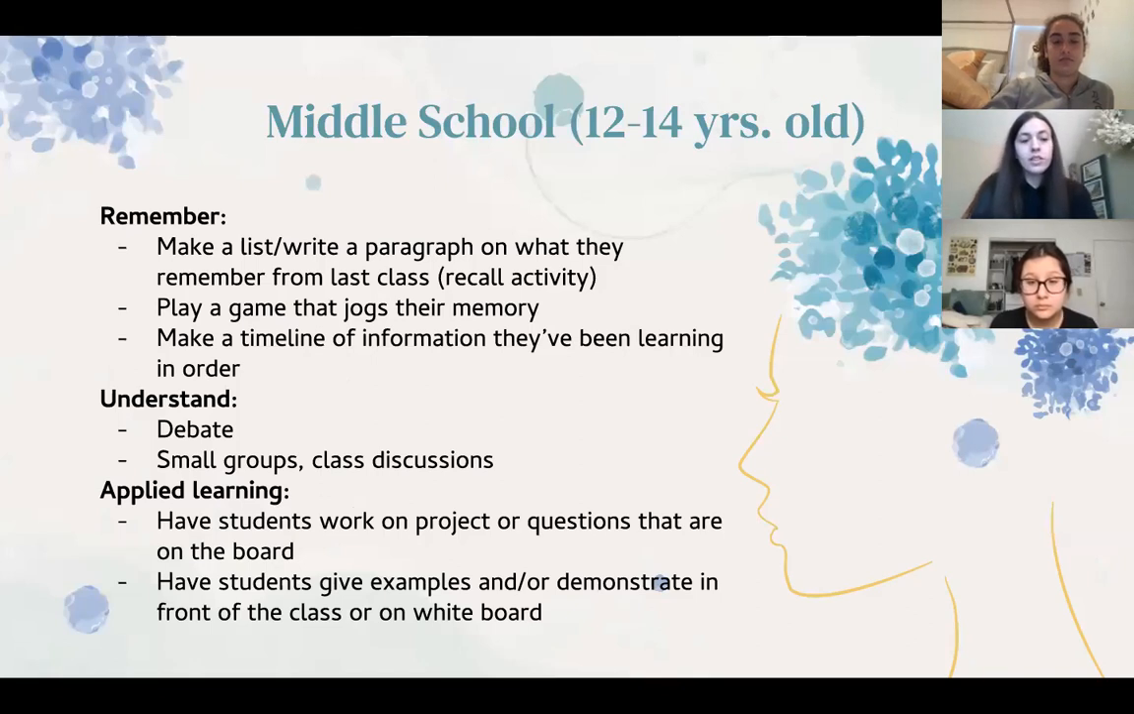Again, a way a teacher can use cognitive development in this stage of school is again with the steps, beginning with having them remember. They could make a list or write a paragraph on what they remember from last class, like a recall activity, and then play a game that jogs their memory. If you already have a game in your classroom that your students like to enjoy, or you can have them make a timeline of information that they've been learning, in order from beginning to end through that class period or whatever you like.